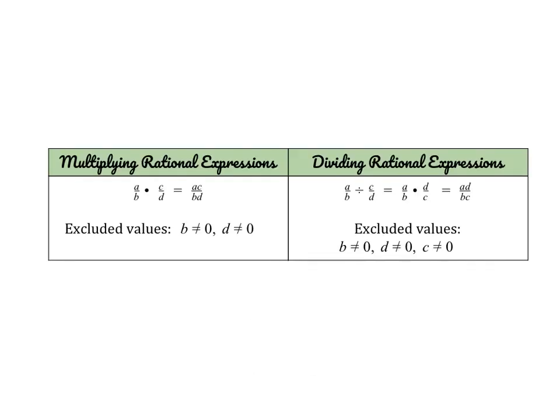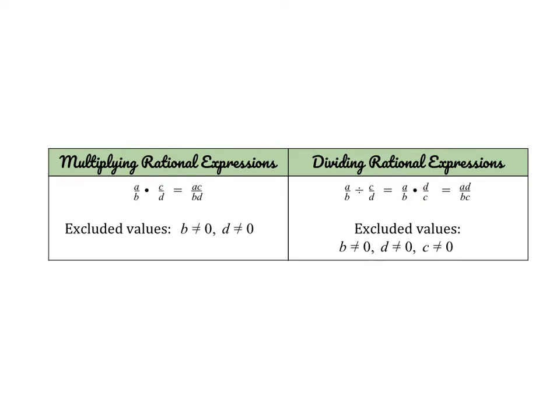All right, so today we're going to be multiplying and dividing rational expressions. So here's a quick review of the rules for multiplying and dividing fractions. To multiply two fractions like a over b and c over d, we simply multiply across the numerator, so ac, and then we multiply across the denominator, bd. And then we'll have excluded values from both denominators, so b cannot equal 0 and d cannot equal 0.